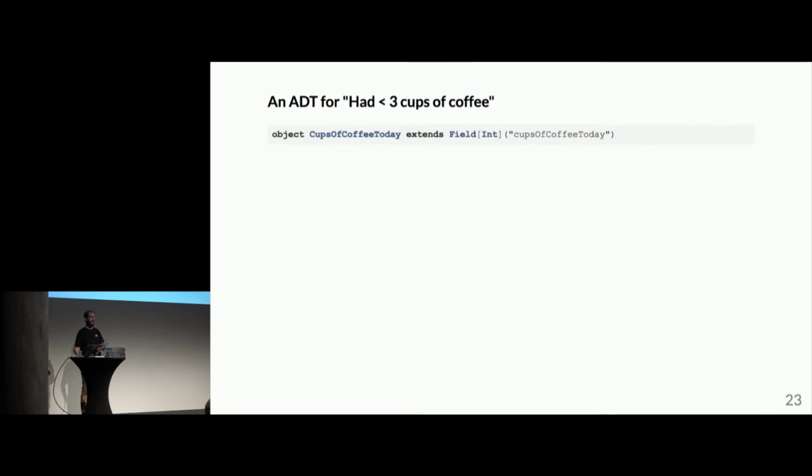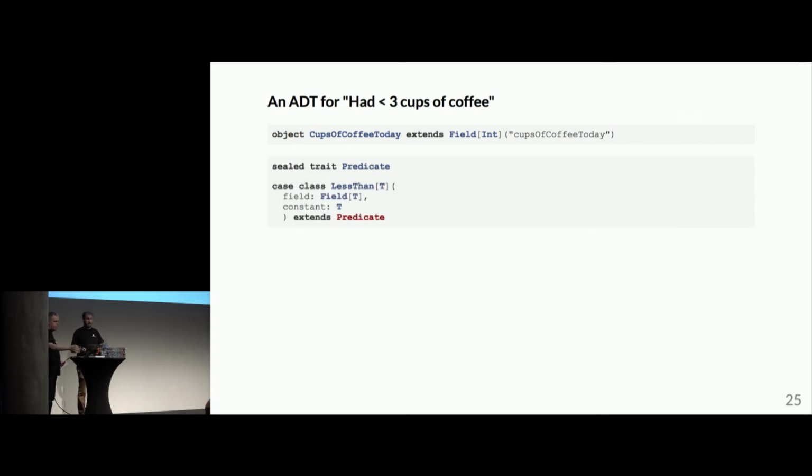So the first thing we need is the data field that we're going to interrogate. This is going to be number of coffees today, which is an int. We then go through this mechanical process to build up the ADT. First of all, we introduce a sealed trait called predicate, and we're going to introduce 1 shape of it. The shape is going to be called less than, and it's going to capture 2 things. First of all, it would be the field that we're going to obtain some data from, and that's going to be a generalized field on an unconstrained type T.